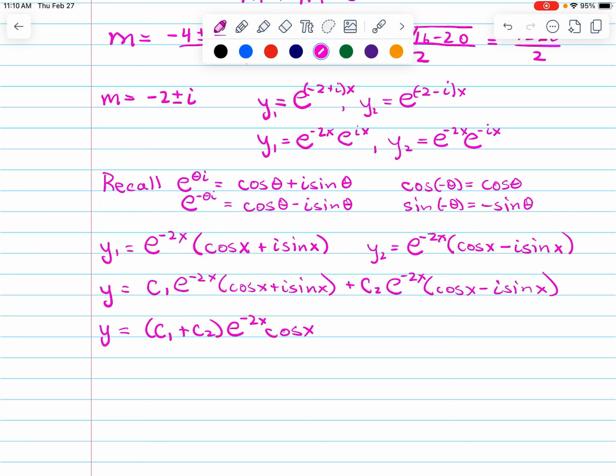Okay, now I want to do the same thing for the imaginary part. So I've got C1i plus C2i. Okay, and this is going to be e to the negative 2x sine x. And actually, that's going to be a minus, isn't it? Okay, there's a minus right there.